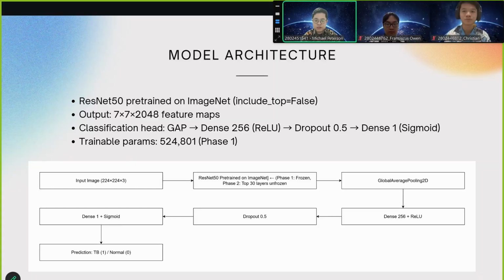And this is our model architecture. Our backbone is ResNet 50 pre-trained on ImageNet, used as a feature extractor that outputs 7 by 7 by 2048 feature maps. On top, the classification head is a global average pooling layer, a dense layer of 256 units with ReLU, dropout of 0.5 and a final single unit sigmoid for binary classification, about 525,000 trainable parameters in phase 1.